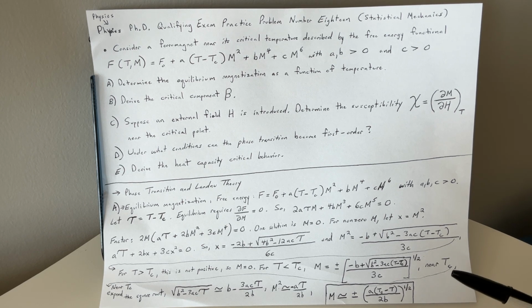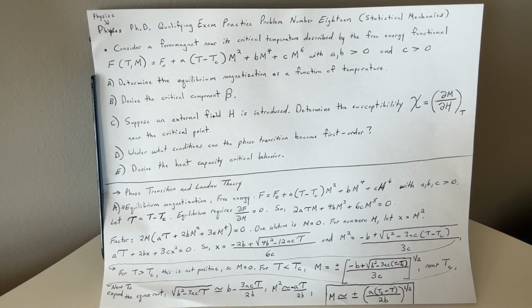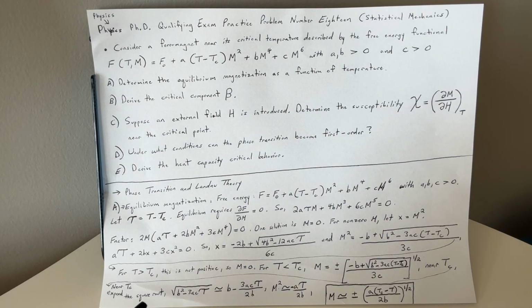And near T sub C, we expand the square root, taking the square root of B squared minus 3AC tau. That's approximately equal to B minus 3AC tau over 2B. M squared is approximately equal to negative A tau over 2B. So we're going to get M approximately equal to plus or minus a quantity A times T sub C minus T over 2B raised to the 1/2 power. So that's letter A.